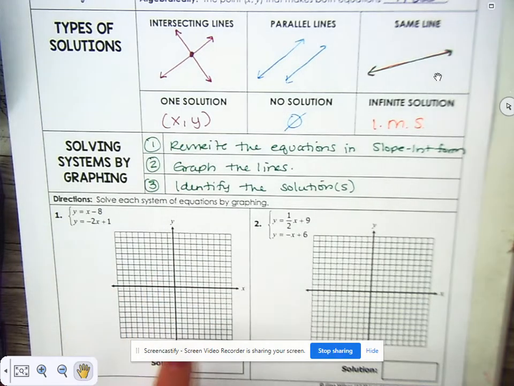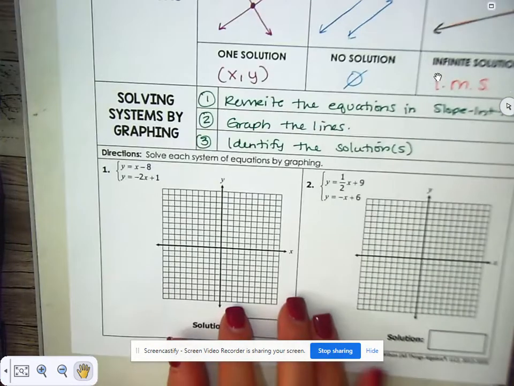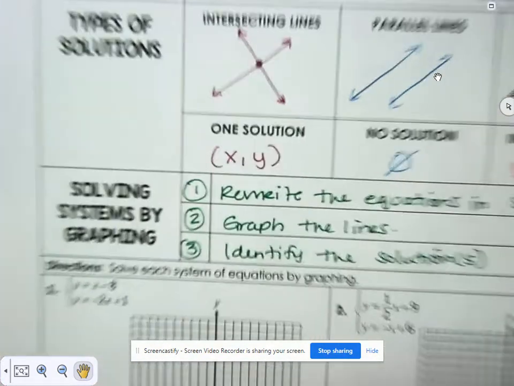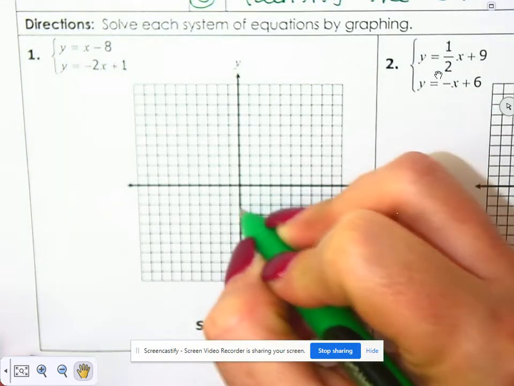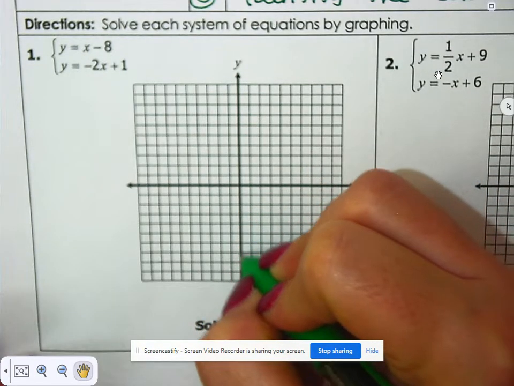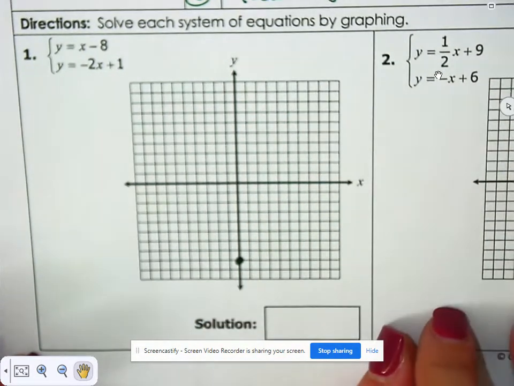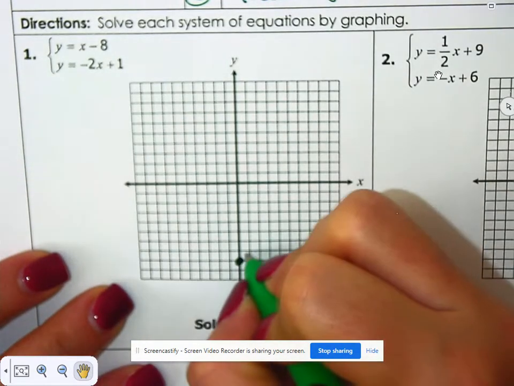Again, there are going to be two lines that go on the same graph, and then we will talk about what happens with each one. I will always graph them in two different colors, so that way it's easy for you to see. For the first one, we're going to start right here at -8 because they are already in slope-intercept form. So we're going to go to -8, and then our slope is 1/1.